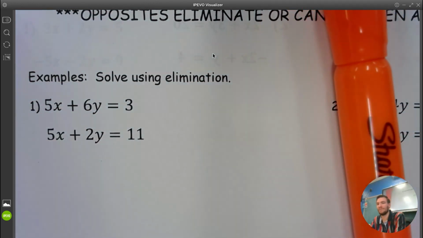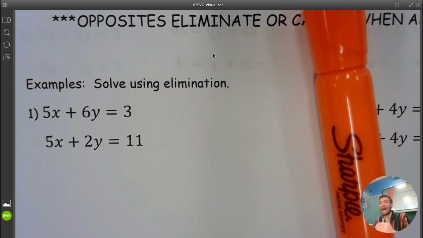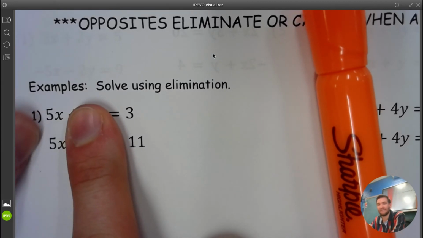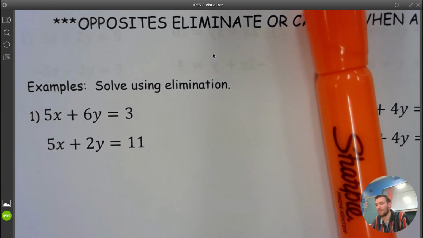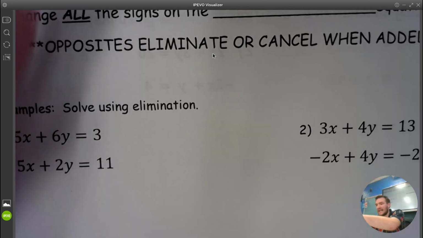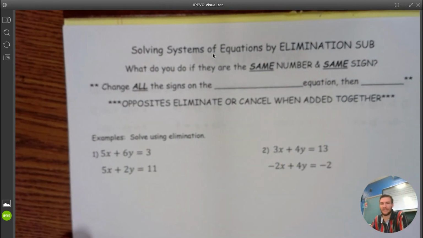So if we look at number 1, we are not able to do the strategy from yesterday because we don't have anything making 0. You cannot say 5 plus 5 makes 0. It doesn't. It makes 10. So we have a pretty easy change.